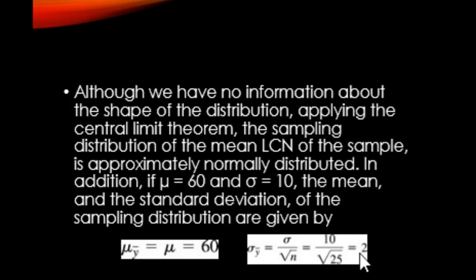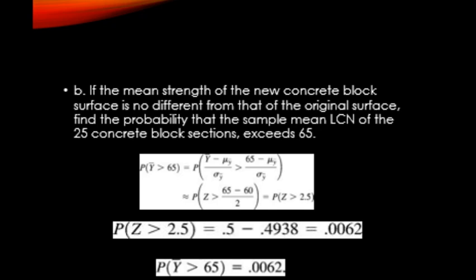So what is the sampling distribution of X bar for a sample of size 25? It is approximately normal with a mean of 60 and standard error of 2. Okay, so this distribution can also be used to calculate the probability for the mean Y bar. Let's get into the example.